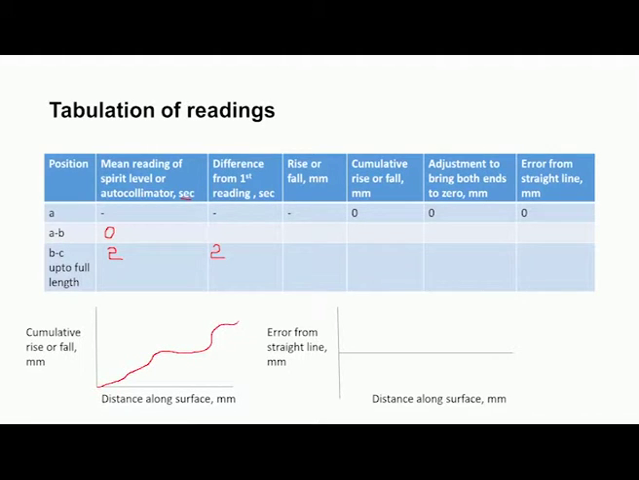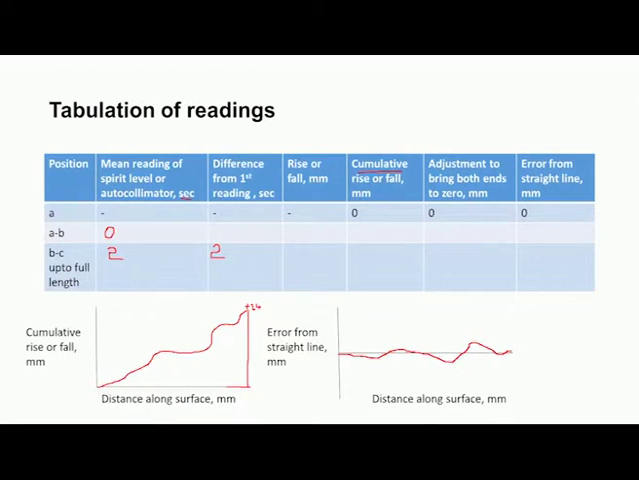We get the readings like this. This is the cumulative rise or fall, and then the adjustment to bring both ends to 0. Say this is the last point, and say this value is some plus 24. So, we have to add minus 24 so that this is brought back to the 0 position. The second end is brought back, and in that case we will be getting a line like this.